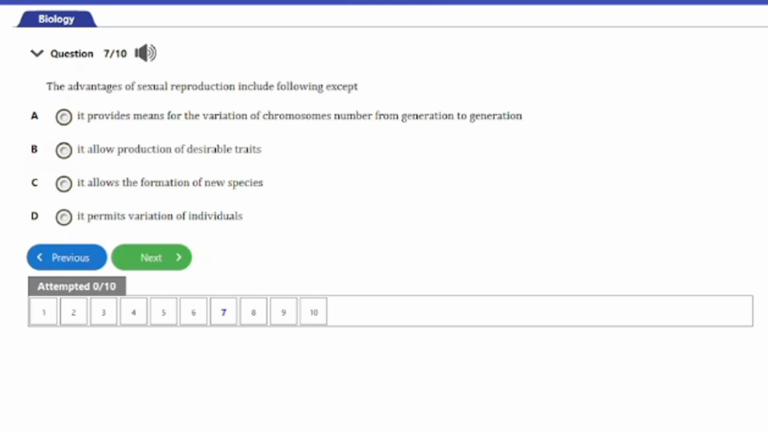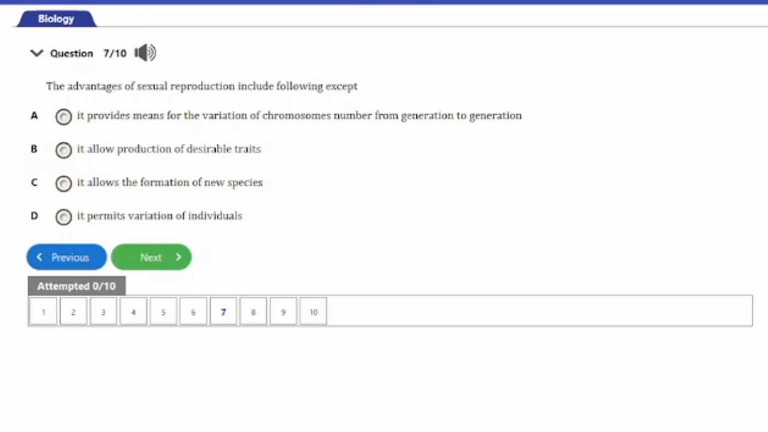Question number 7 here, it says, the advantage of sexual reproduction include the following except A, it provides means for a variation of chromosome number from generation to generation. B, it allows production of desirable traits. C, it allows the formation of new species. D, it permits variation of individuals.